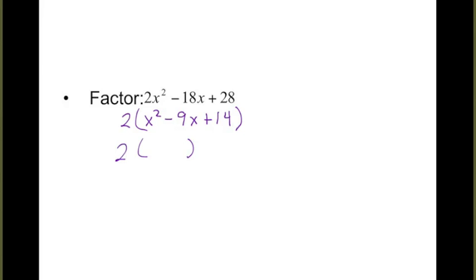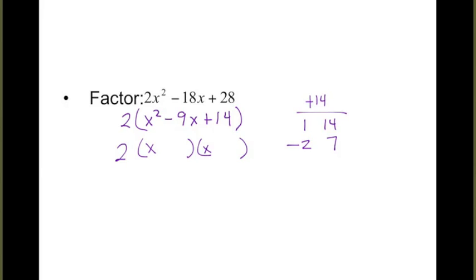Now we're going to set up 2 sets of parentheses, still with that 2 hanging out in the front of the problem. We're going to make a list of what multiplies to make 14. So 1 and 14, 2 and 7. Those are our only options on that. So I need to pick the set that I can in some way make a negative 9 out of.